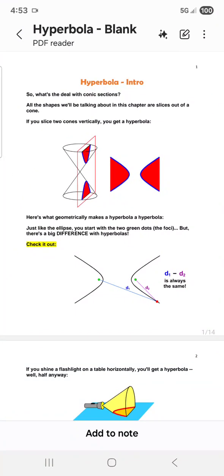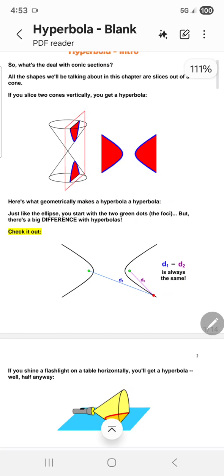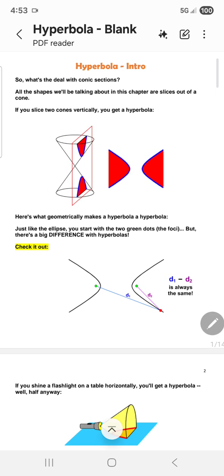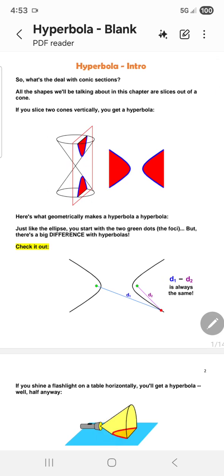We're going to talk about hyperbolas. Again, hyperbolas are part of conic sections. And if we take two cones, basically, and set them up vertically, tip to tip, and we cut a slice vertically, we'll get this hyperbolic shape, or this hyperbola.